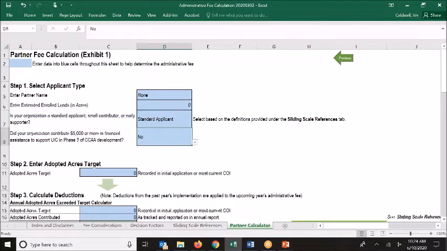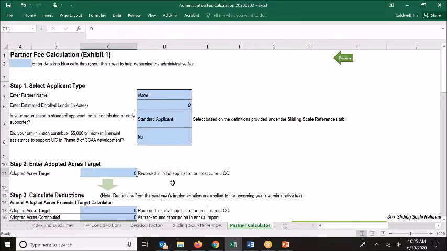Here's a place to indicate if your organization contributed to phase 3 of the CCAA development. This is important because if you've contributed at the $5,000 level or greater, then your application fee will be waived. So that's taken into account in the calculation here. So you can just indicate yes or no.